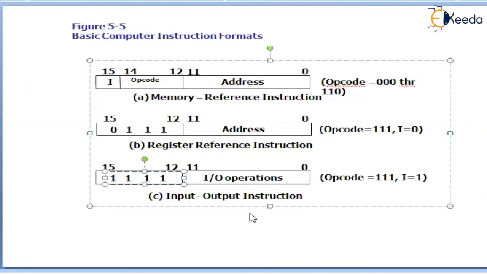Okay. Let us get into the complete set of instructions in the next video.